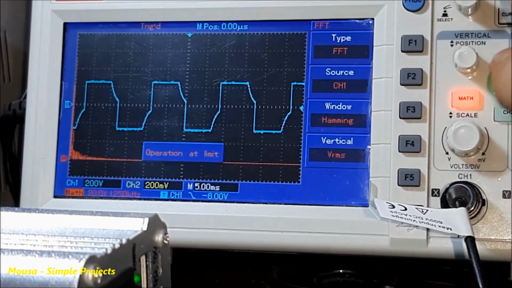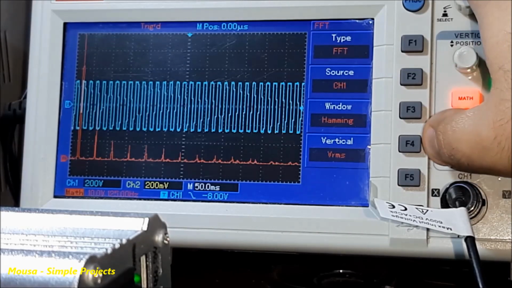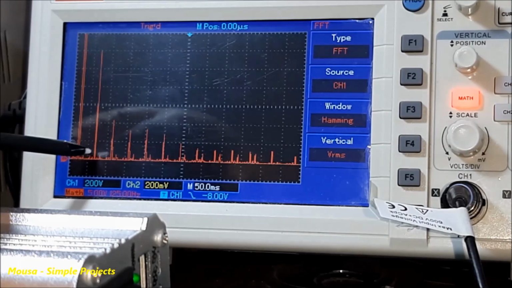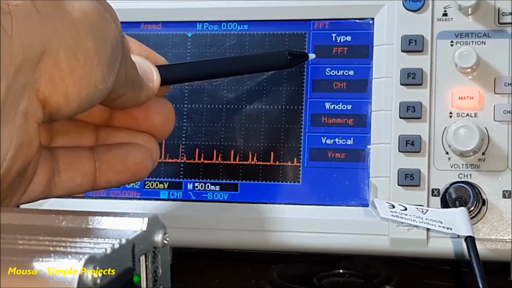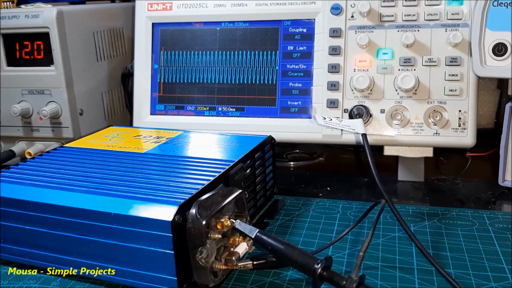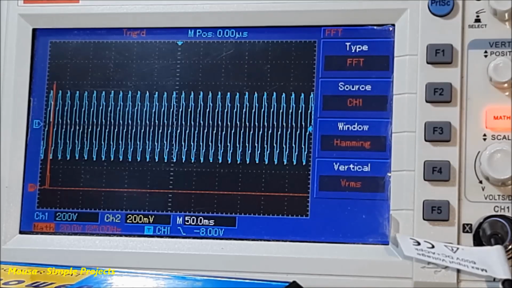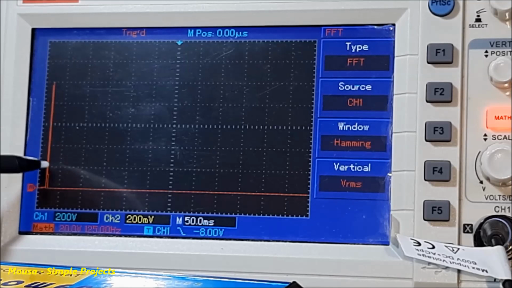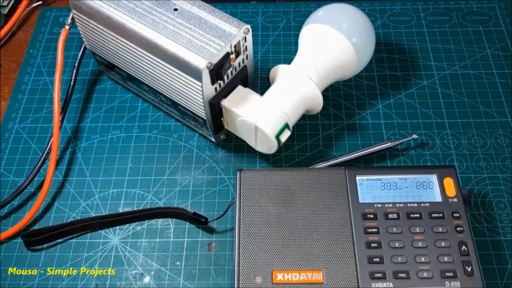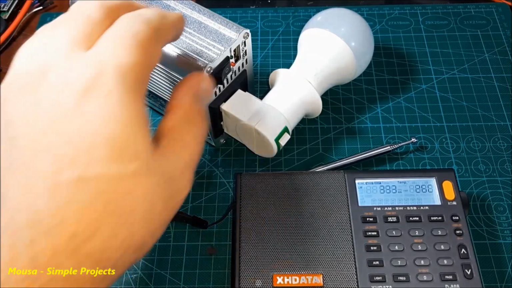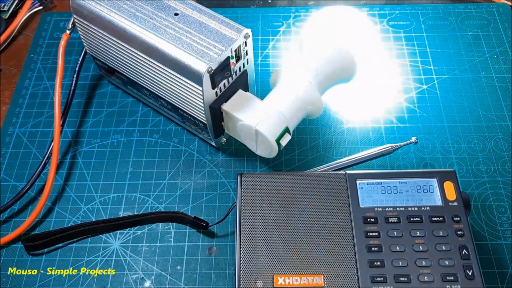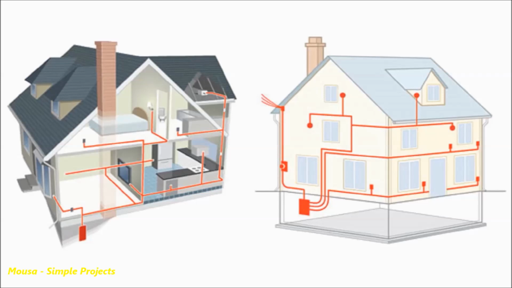The reason for that is because the square wave has a lot of harmonics. And you can see some of them by using FFT function of your oscilloscope. But the pure sine wave has no harmonics, only the fundamental frequency, which is 50 Hz in this case. In real life, when you're using square wave inverter, the RFI situation would be even worse, because the long wire that connects the inverter to the entire house can act as an antenna.